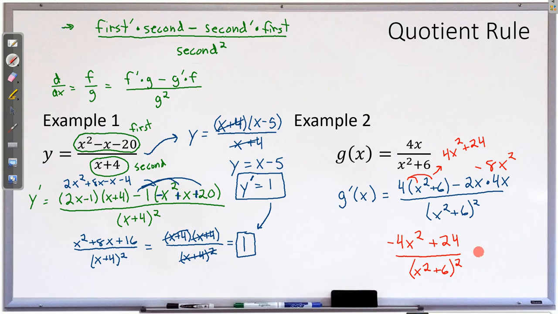Will any of that simplify? It doesn't look like it. Gets really close, doesn't it? If we factor out a negative 4, we get x squared minus 6. Shoot. That's really close. But those two do not simplify, sadly. Oh well. We don't really have any other way of checking our answer. So there is our derivative. So hopefully that helps with the product and the quotient rule.